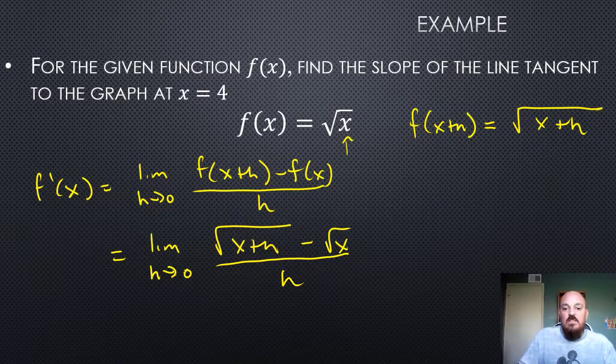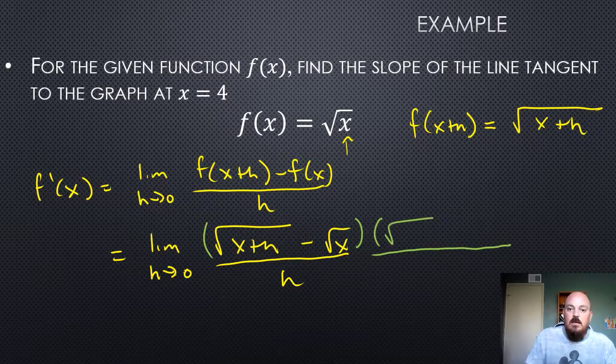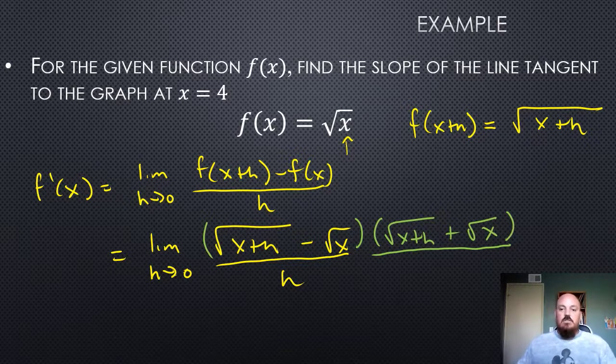So I said back then, one of the tricks you can use when you have square roots is you can try multiplying by the conjugate. And conjugate means the same thing but with a plus in the middle. So instead of the square root of x plus h minus the square root of x, I change that to a plus. Now it is a fraction, so you always have to multiply top and bottom by the same thing.